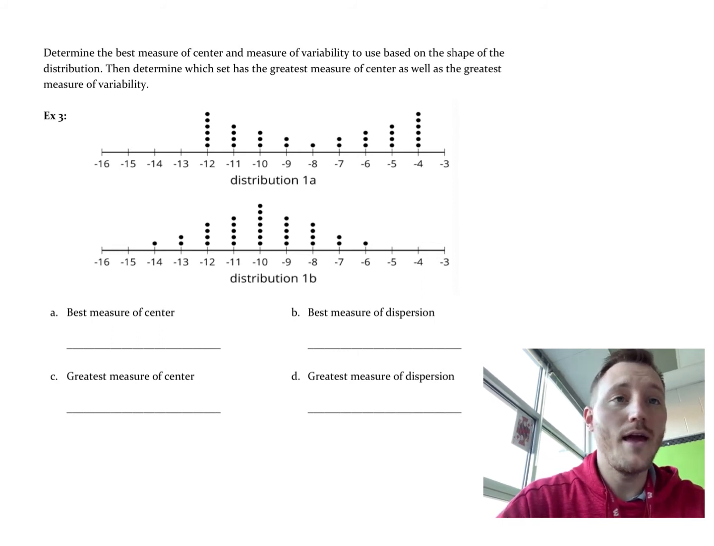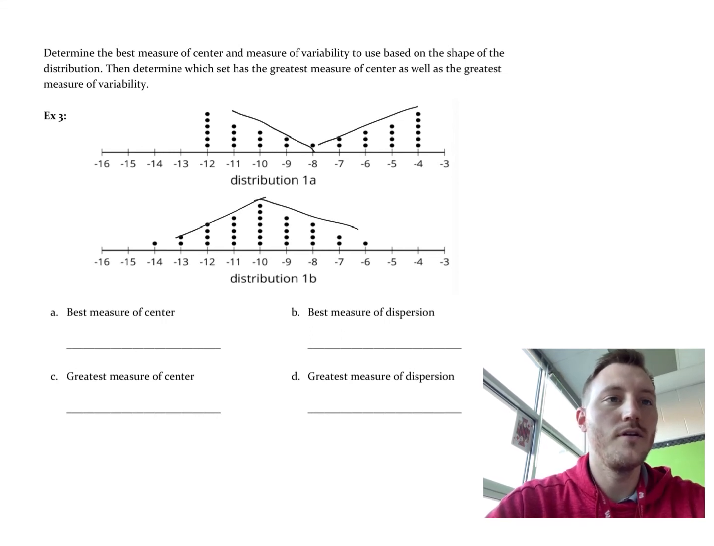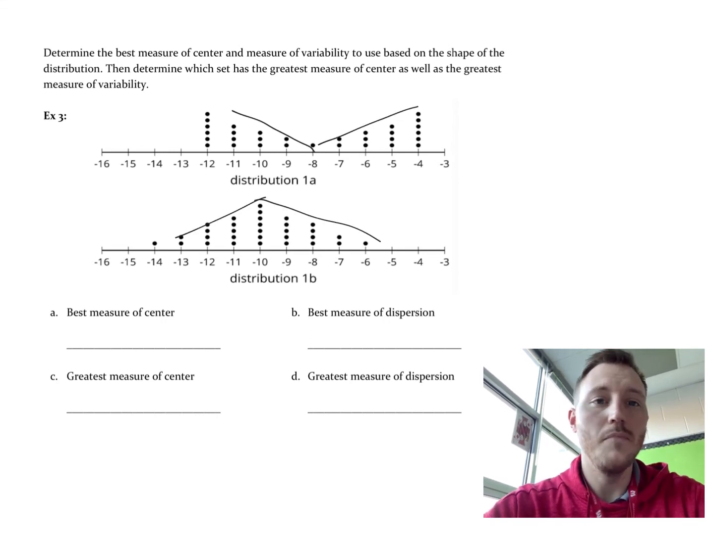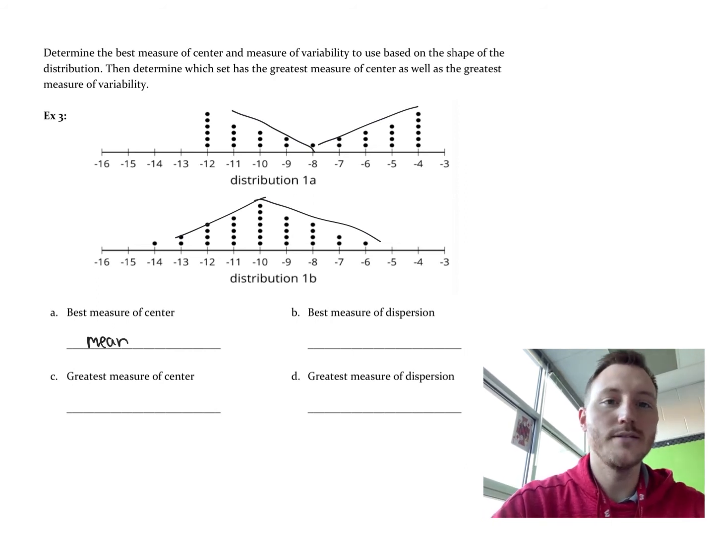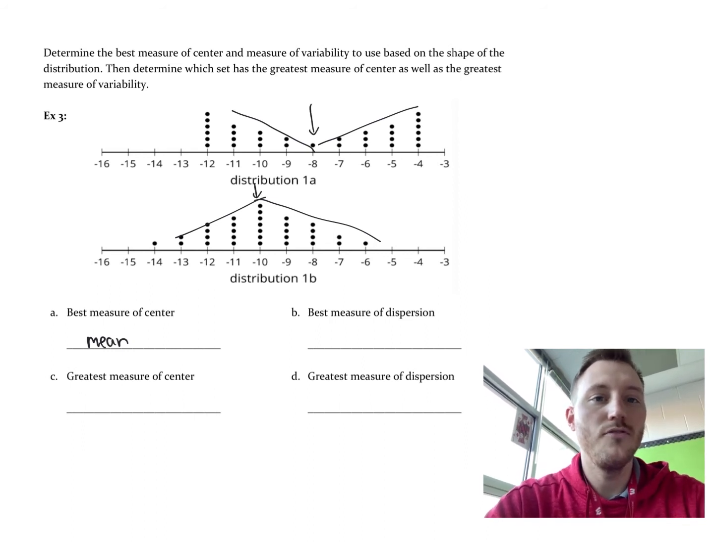So on letter A, if we're looking at example 3, I can see this data has this trend here and this trend here. We're probably looking at the mean. If we don't really have any outliers, the mean is our best estimate. The greatest measure of center here, well, my center points are -8 and -10, so the greatest measure would be -8.